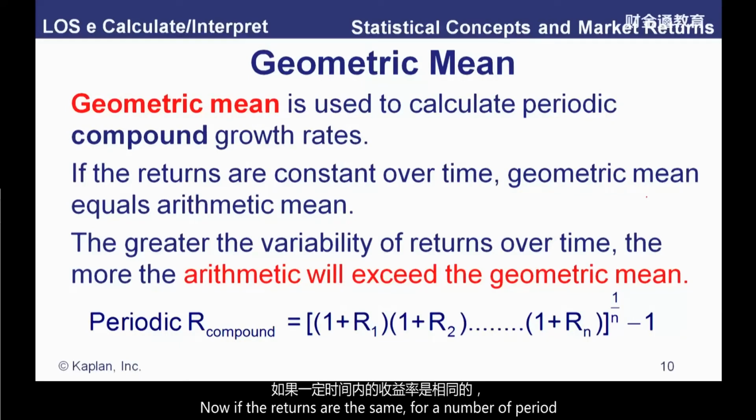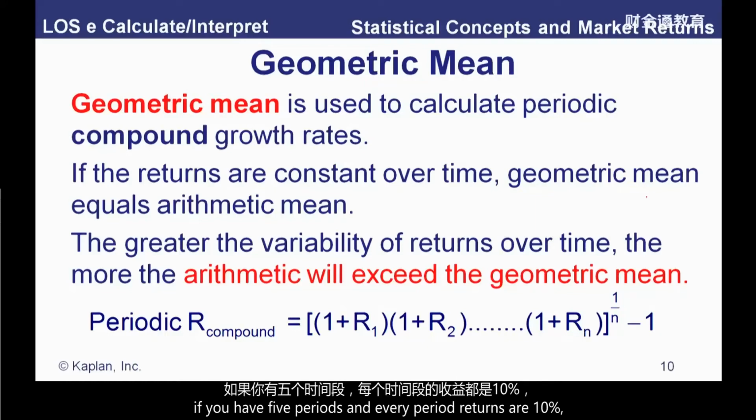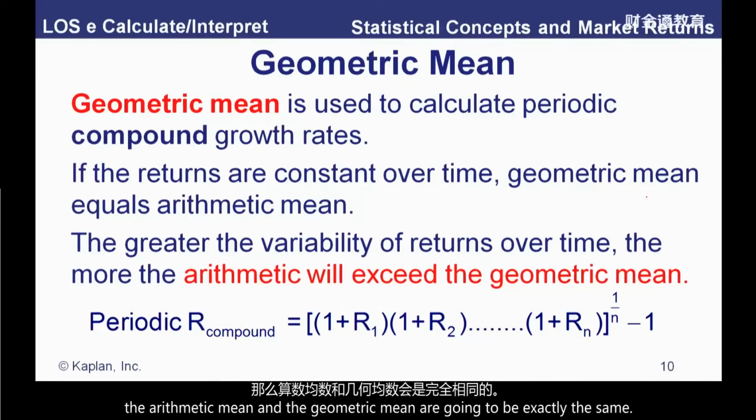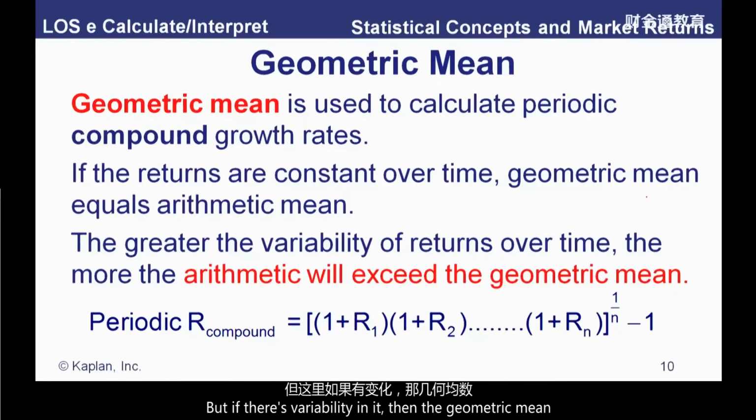Now if returns are the same for a number of periods, if you have 5 periods and every period the returns are 10%, the arithmetic mean and the geometric mean are going to be exactly the same. But if there's variability in it, then the geometric mean is going to be less than the arithmetic mean, and it will be less by a greater amount when there is more variability of returns over time.